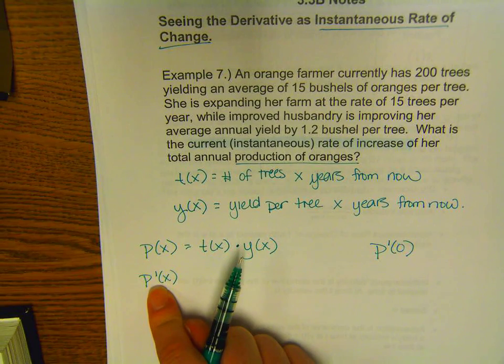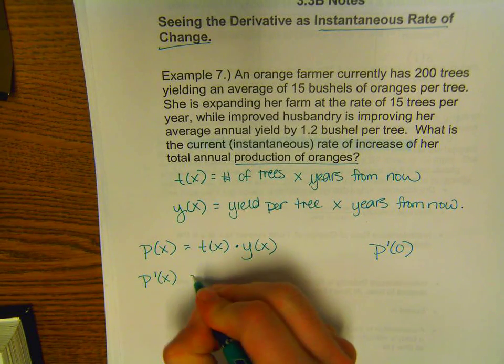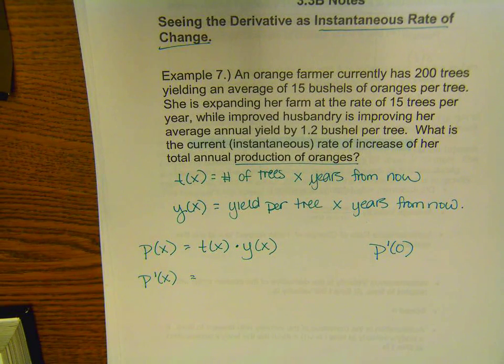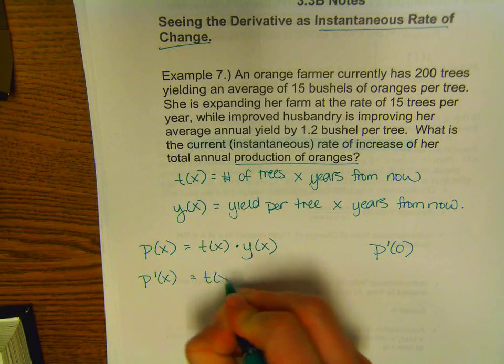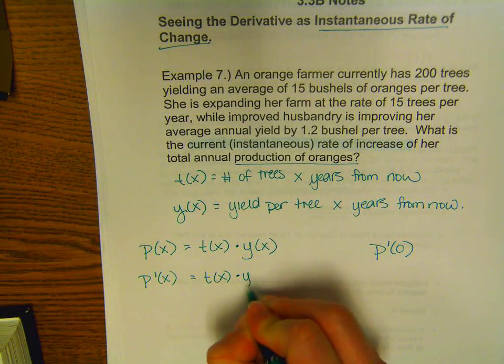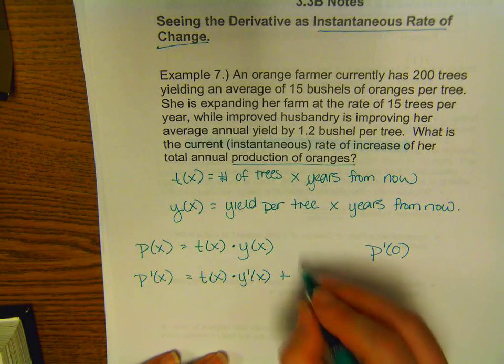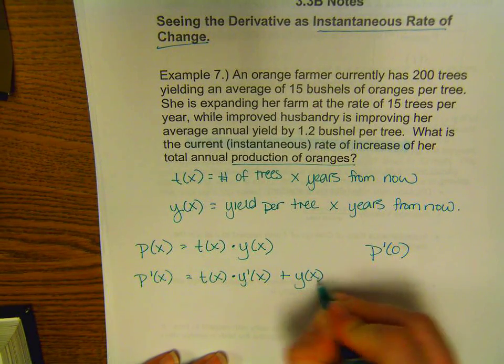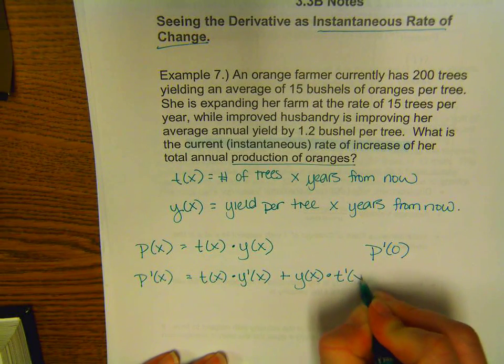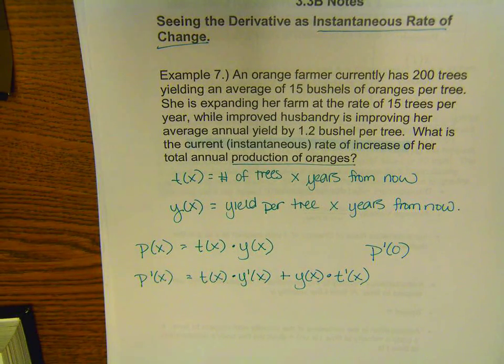So this is product rule, so I'm going to do first D second. So I'm going to do T of x times y prime of x plus what? Y of x, second D first, y of x times T prime of x. And we're doing this for 0. Now we have to figure out what is what. Okay? My general equation.